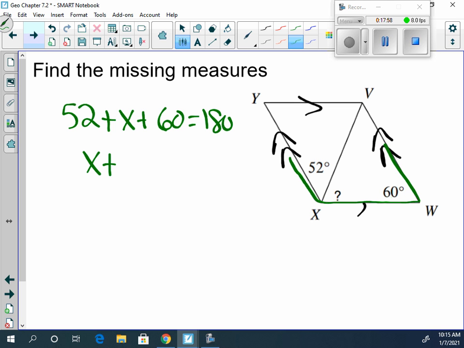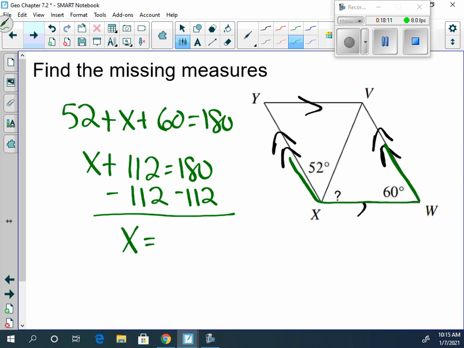Well, 52 plus 60 is 112. We can subtract 112 from both sides. And I believe it should be 68. So that missing angle here is 68 degrees. Well, what do we know about angle Y? Well, it is 60 because, again, opposite angles are congruent. Yes?